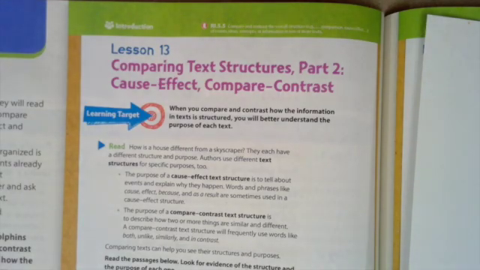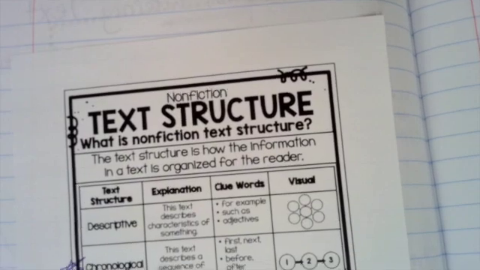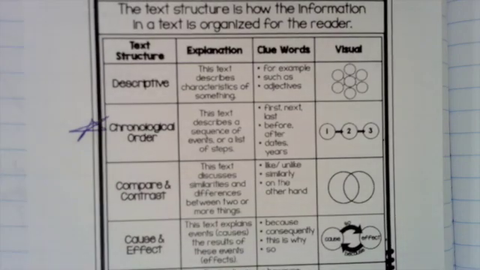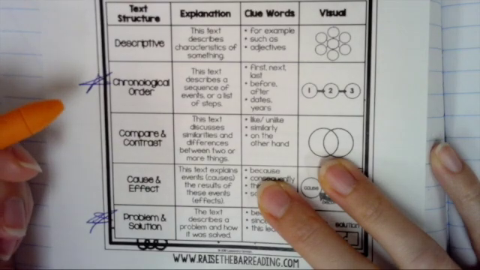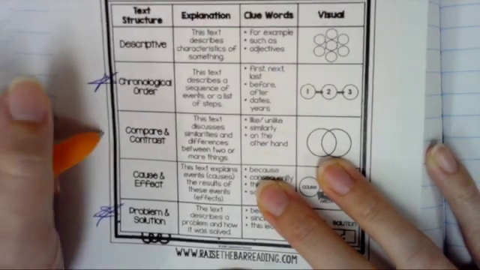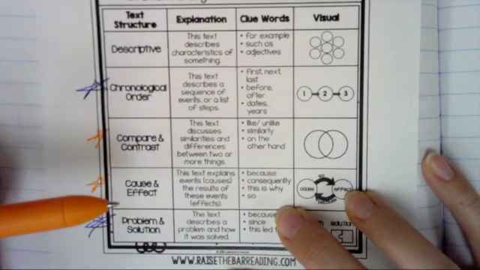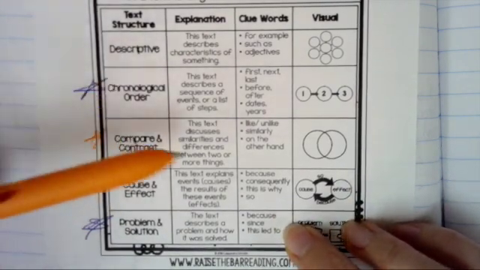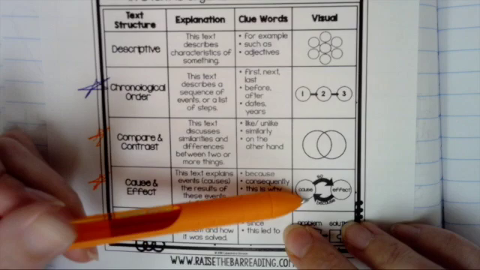Then, this week, that's what we did last week, was problem and solution, chronological order. This week, we're working on 2 other text structures. You already have this in your notebook from last week, but we're going to work on compare and contrast and cause and effect. You should be familiar because we have compared and contrasted characters before, and we have talked about cause and effect before. Compare and contrast is how you tell how things are alike or different. Cause and effect is an event and what causes that event to happen. So here you have an explanation of the 2 text structures, clue words for them, and a visual representation.